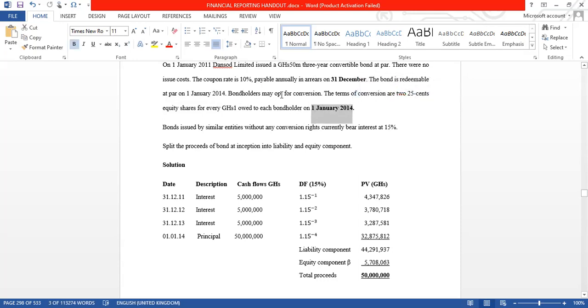Say that bondholders opt for conversion. The term of conversion is 25 cents for each equity share for 1 Ghana cedi owed. You need to note all these things now, because it is out of these kinds of statements that you get your share premium. The bonds issued by similar entities without any conversion are at 15%. You know what we said is 15%. These give you your effective rates.